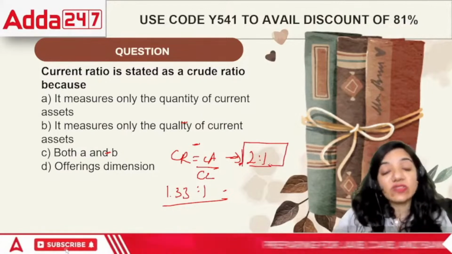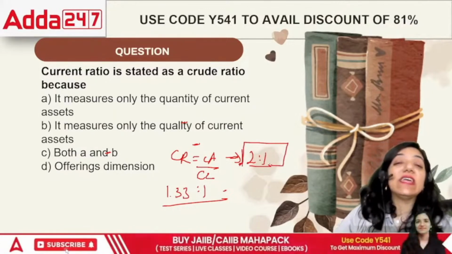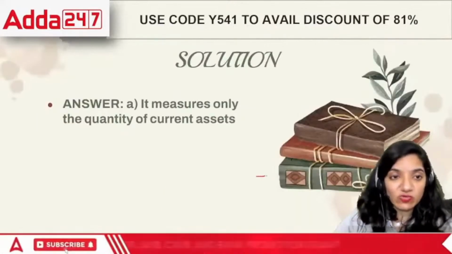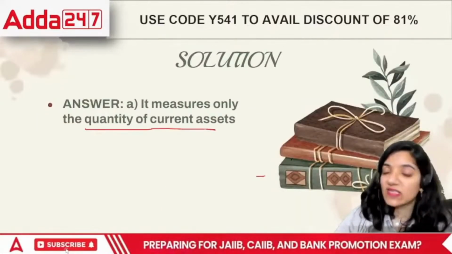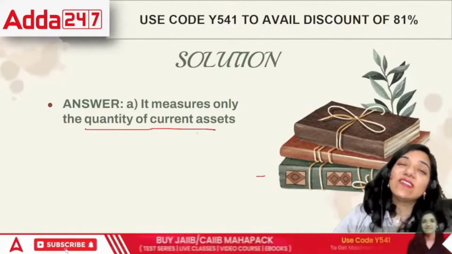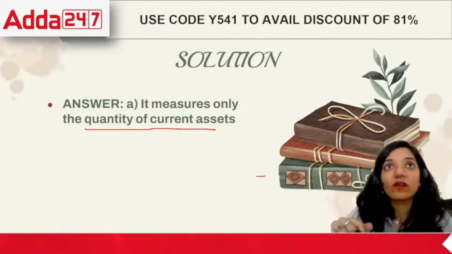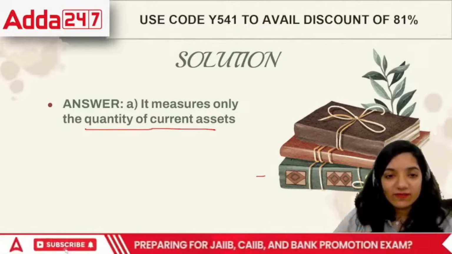So current ratio is the ratio of what is the proportion of CA over the CL. So in this case, the correct answer is it measures only the quantity of current assets. It never looks at the quality. This is one of the inherent limitations of accounting itself. It is always looking at the quantity, not the quality.